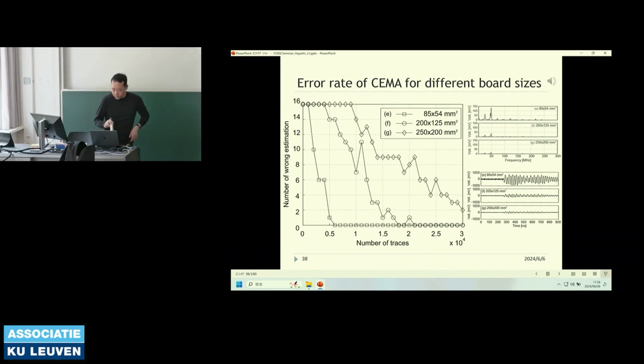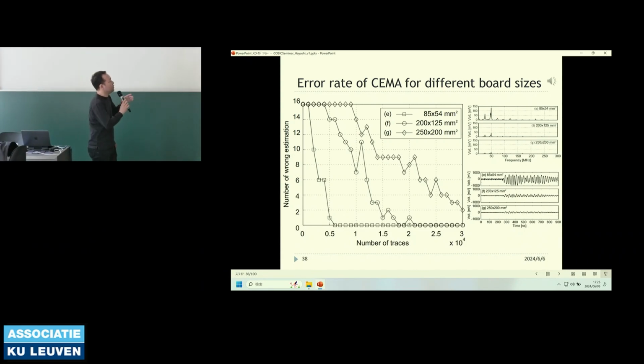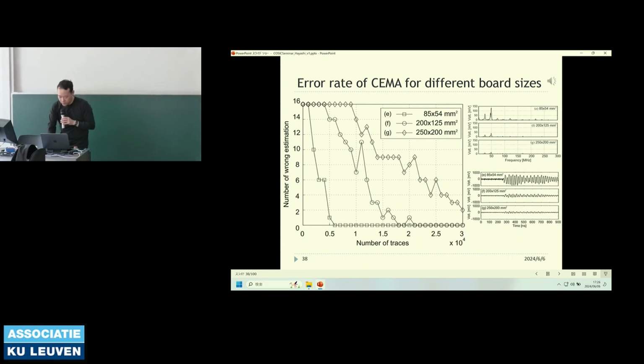The results of correlation electromagnetic analysis on the side channel information observed when changing the size of the circuit board indicate that the larger the board size, the more difficult it becomes to extract the secret key. This is thought to be because as the size of the circuit board increases, the amplitude of the observed side channel information decreases, leading to a lower signal-to-noise ratio. Okay, in this case, the board size is large. The signal is decreasing, so it's difficult to extract secret information.